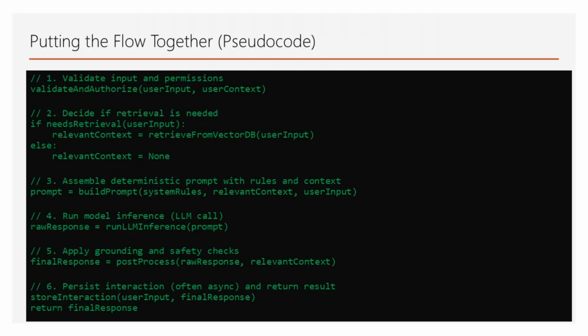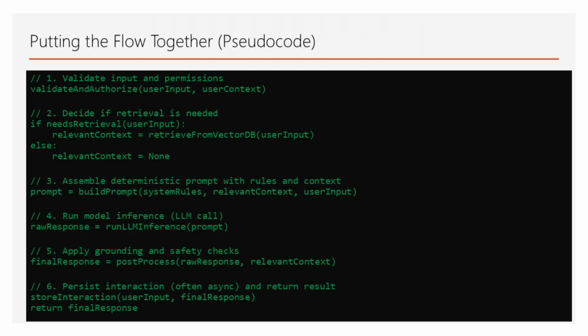The LLM is just one step in the pipeline, not the system itself. After inference, the output is grounded and checked, and the final response is produced. The interaction is then stored, often asynchronously, for continuity, monitoring, and auditing. The key takeaway is that reliability comes from the surrounding code, not from the model. The LLM reasons over the context it is given, but the system decides what that context is and how the result is handled.